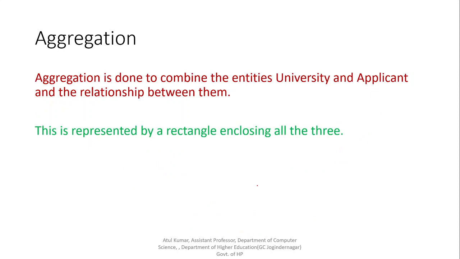So aggregation is done to combine the entities of university and applicant and the relationship between them. So they are represented by a rectangle enclosing all the three.